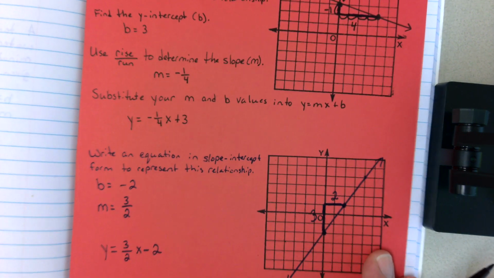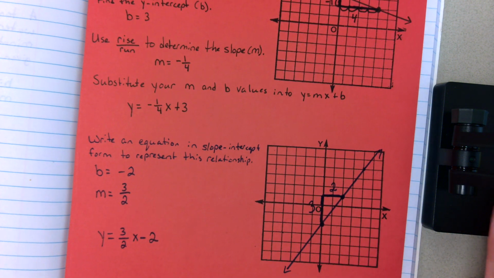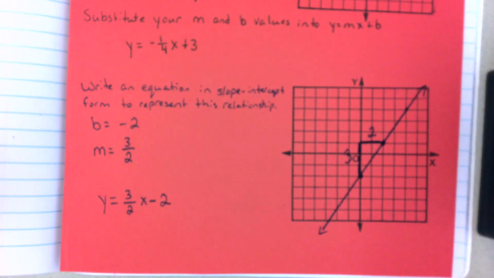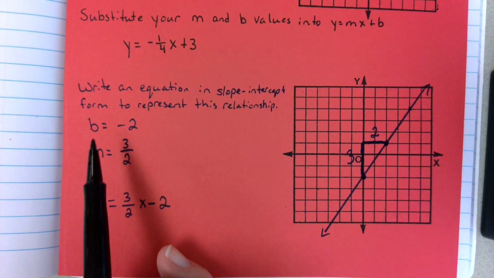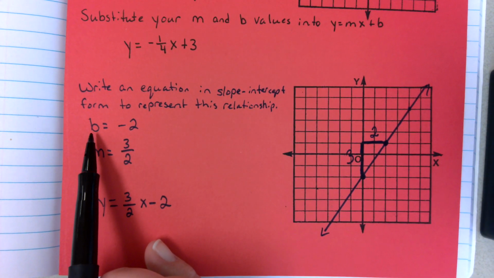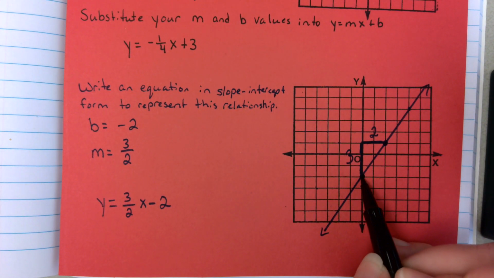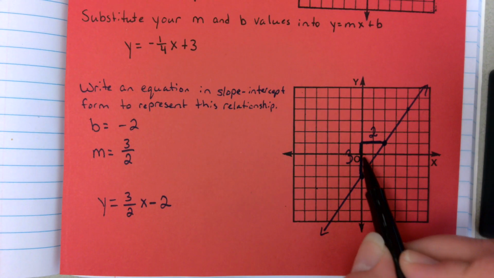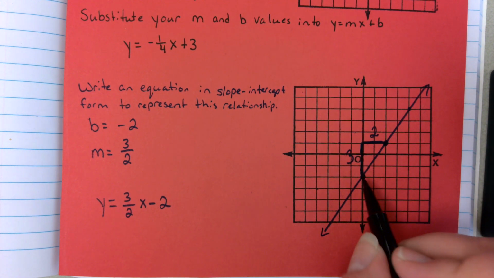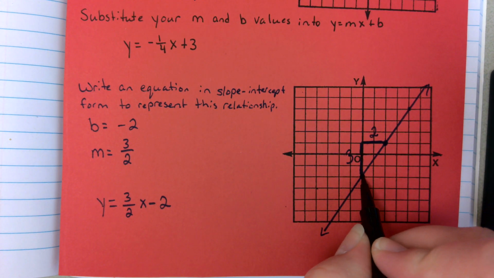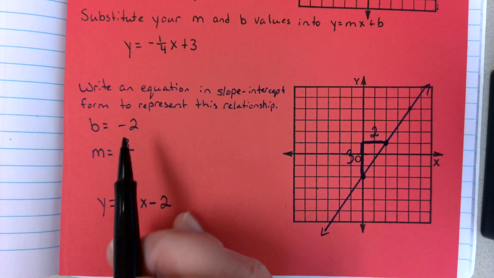My next example, write an equation in slope-intercept form to represent the relationship. All right, so again, we're going to identify our y-intercept first, and that is where my graph intersects the y-axis, which is right here. My origin is here, and I go down 1, 2. So my b, or my y-intercept, is -2, right there.